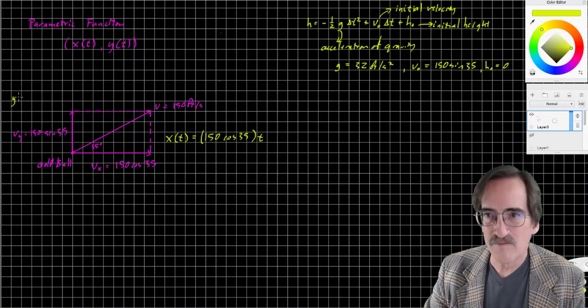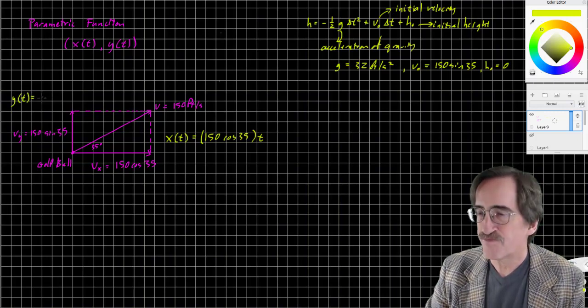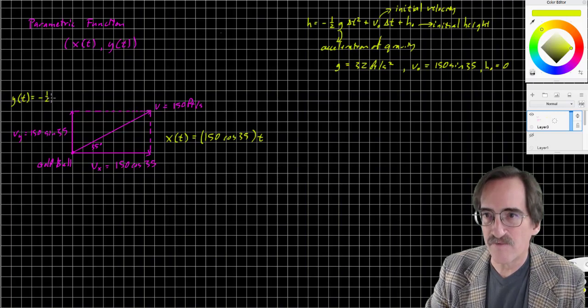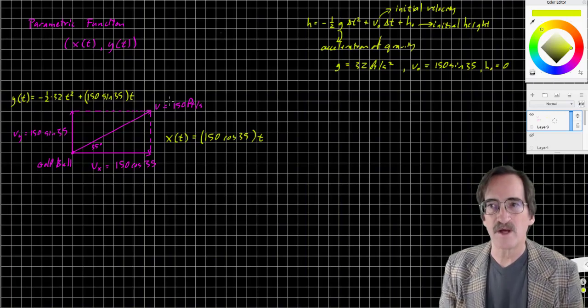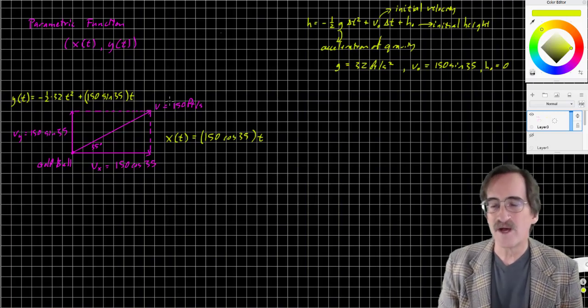The y position is given by the formula y, which depends on time: y of t equals negative 1/2 times 32 times t squared plus the initial velocity, which is 150 sine 35, times t, plus 0 if you like. Okay, there we have it.